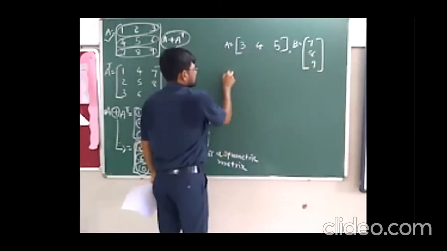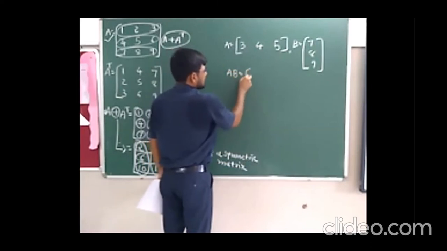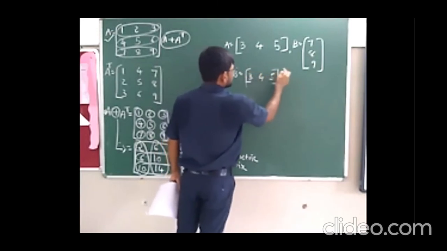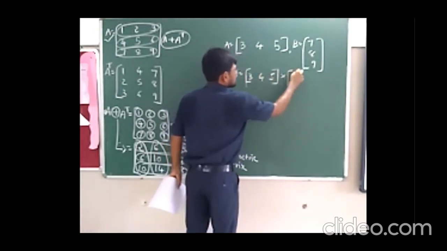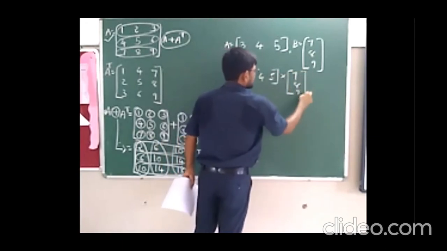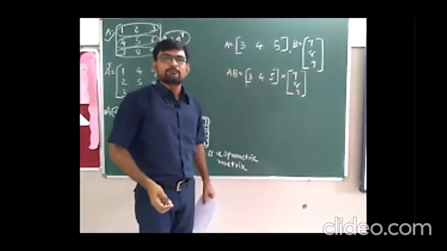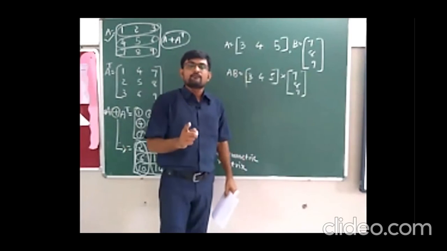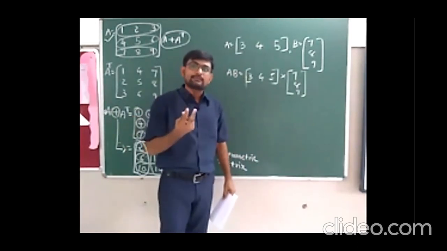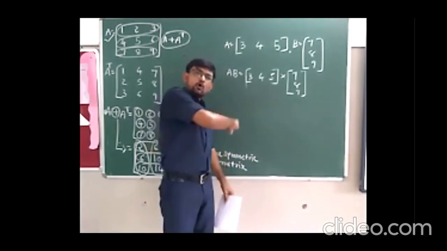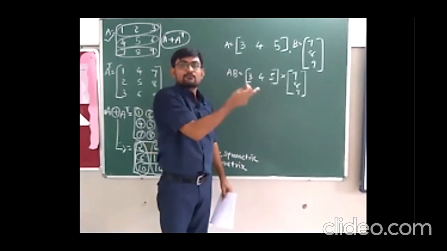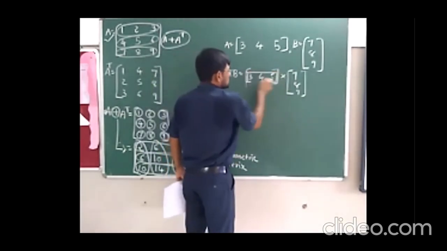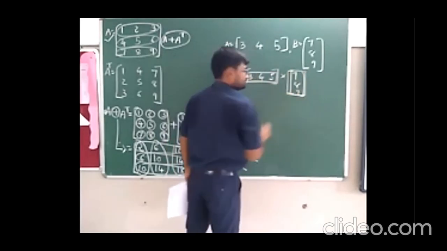Now what we have to find? AB, that is A into B. So we'll multiply A 3, 4, 5 into B 7, 8, 9. Now in last lecture we have seen how to multiply two matrices. Okay, so how can you multiply? Always remember, whenever you want to multiply any two matrices, then you have to multiply row with column. Again, you have to multiply row with column. So we'll multiply first row with first column.